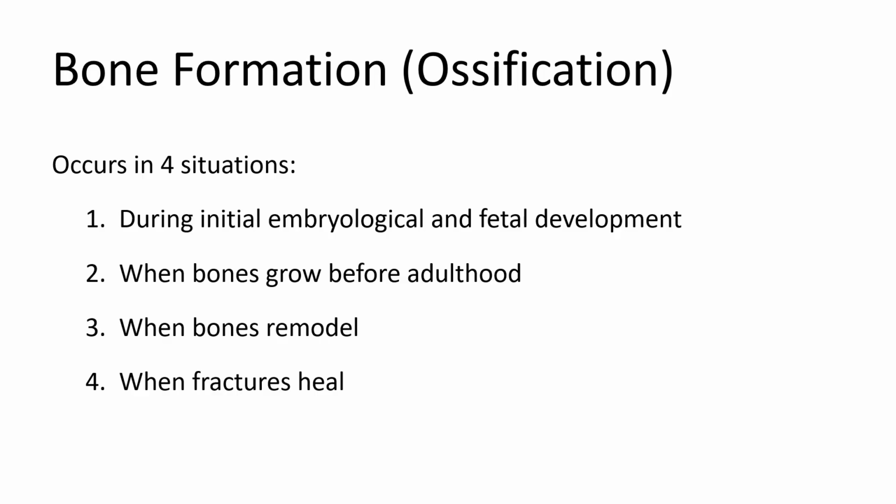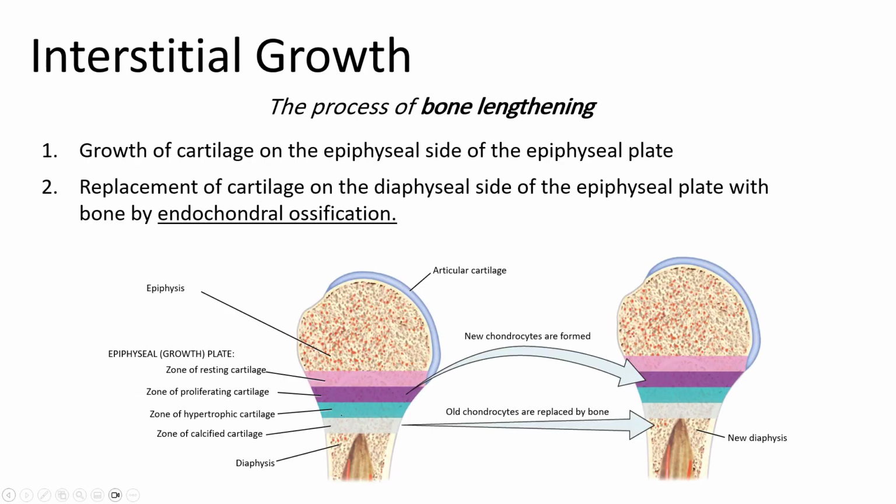Ossification also occurs when bones grow before adulthood, when bones remodel, so this being the process in which old bone is replaced by new bone, and finally, when fractures are being repaired. During infancy, childhood, and adolescence, bones throughout the body grow in 2 ways. In these periods, bones both increase in length and in thickness, and these are known respectively as interstitial and appositional growth. Interstitial growth is the process in which bones lengthen, or where bones become longer, and this occurs within our long bones at the epiphyseal plate.